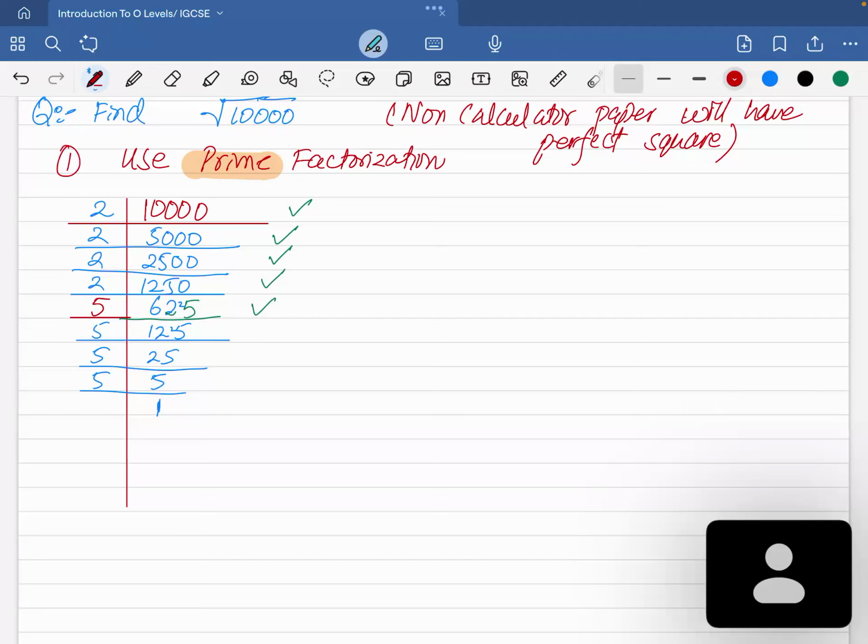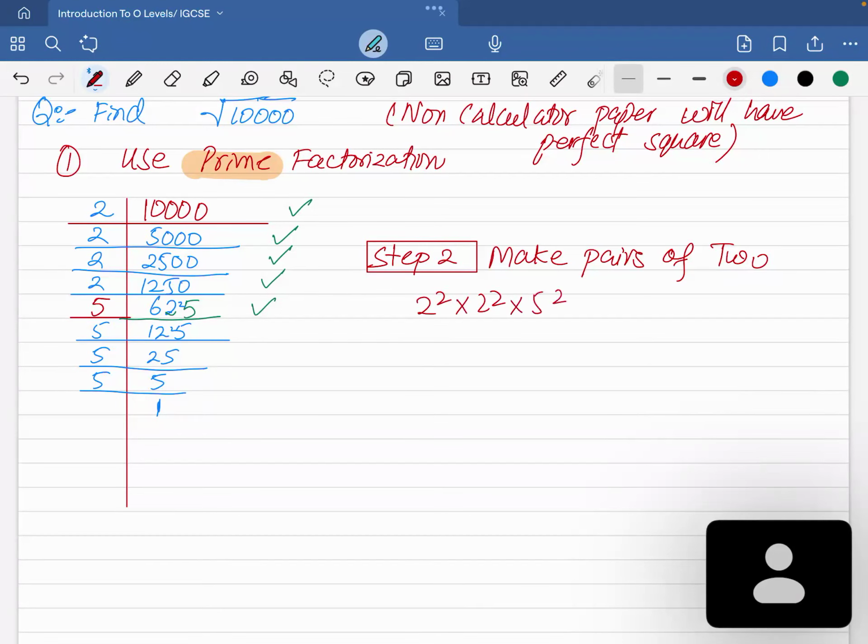Step 2: make pairs of 2. So can I write 2 square, 2 square, 5 square, 5 square? Yes or no? Yes, sir. I was taking a square root of that. So let's separate that: square root of 2 square, square root of 2 square, square root of 5 square, square root of 5 square.